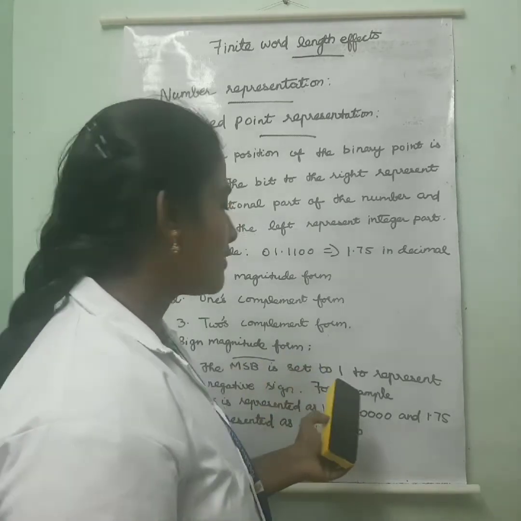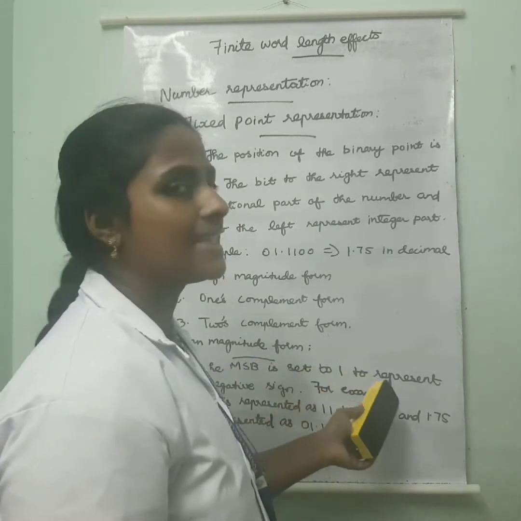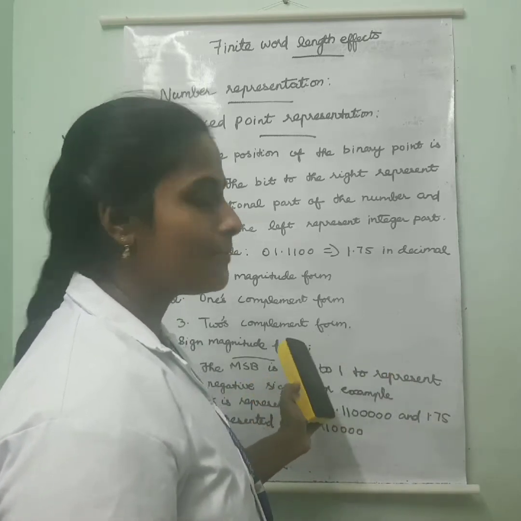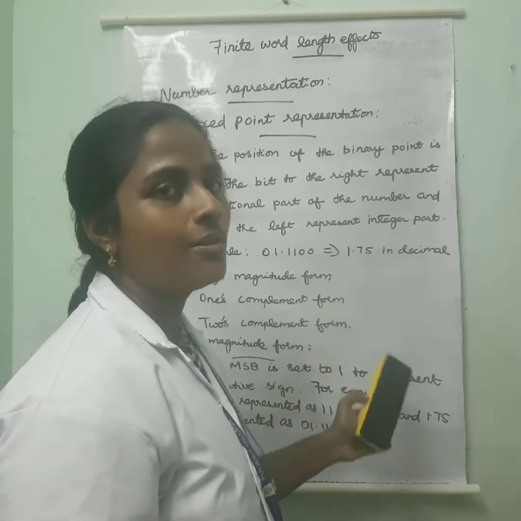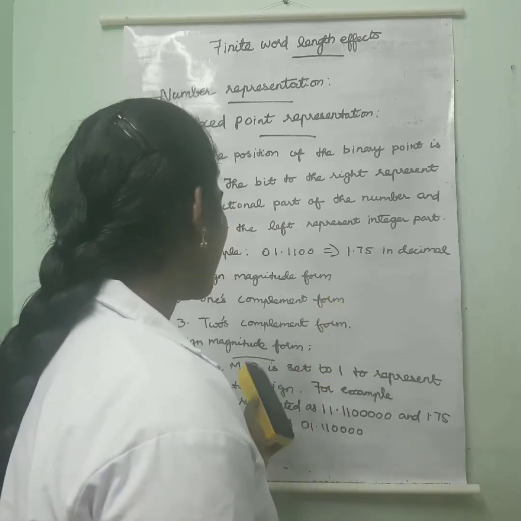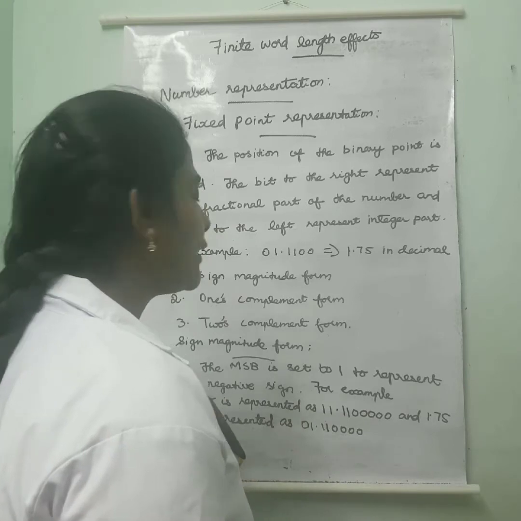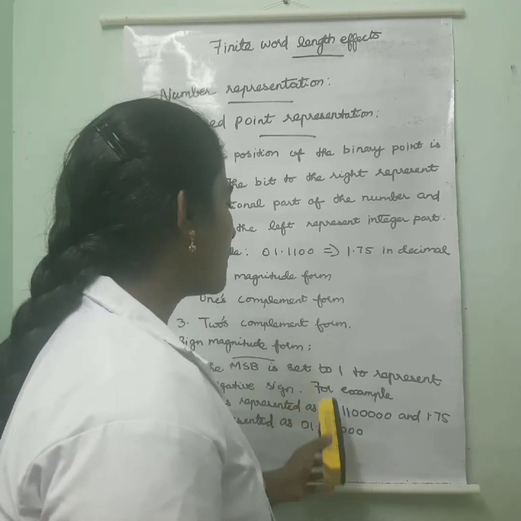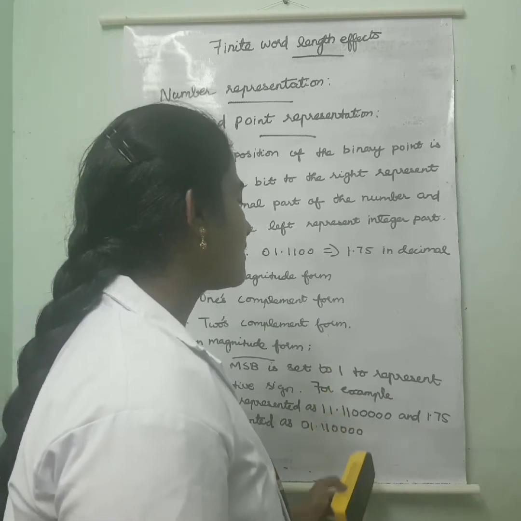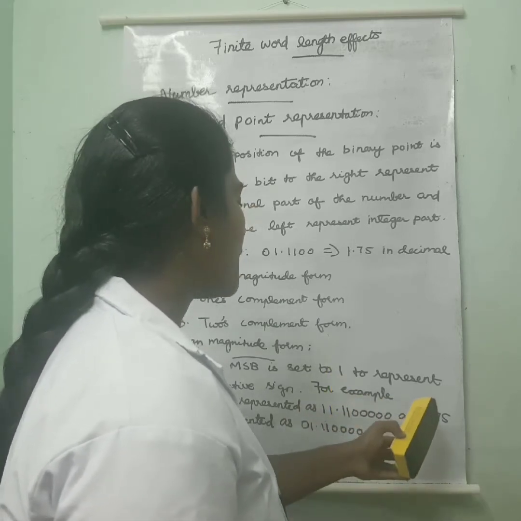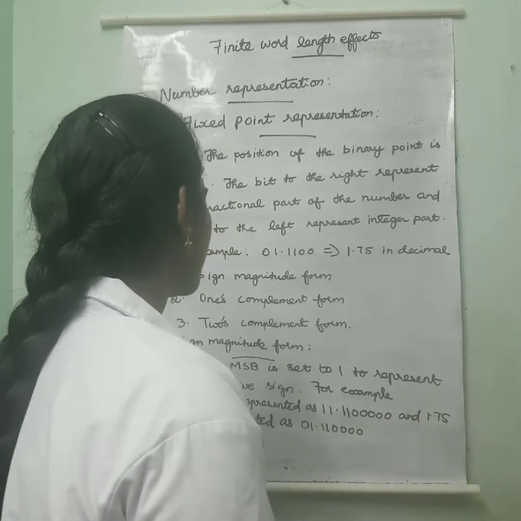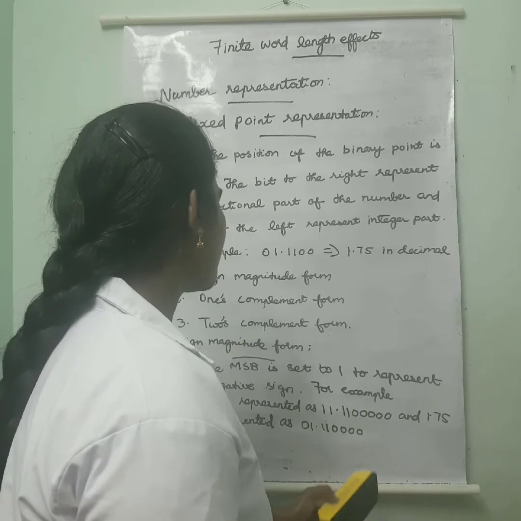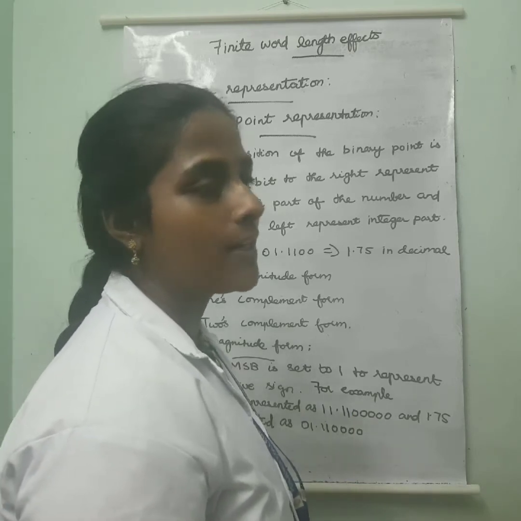In sign magnitude form, the MSB, that is the most significant bit, is set to 1 to represent the negative sign. For example, minus 1.75 can be represented as 11.110000. Similarly, positive 1.75 can be represented as 01.110000.